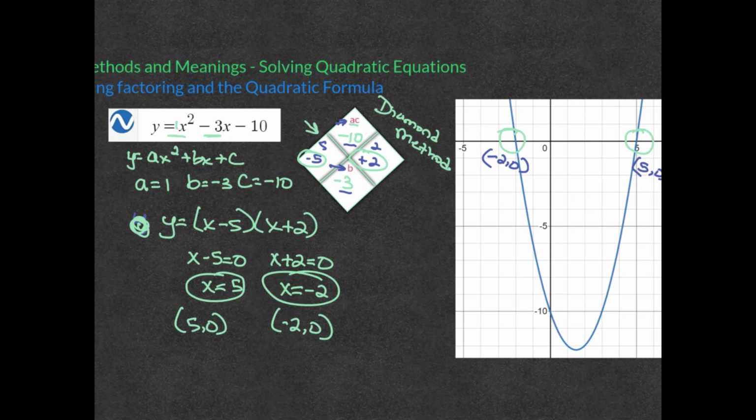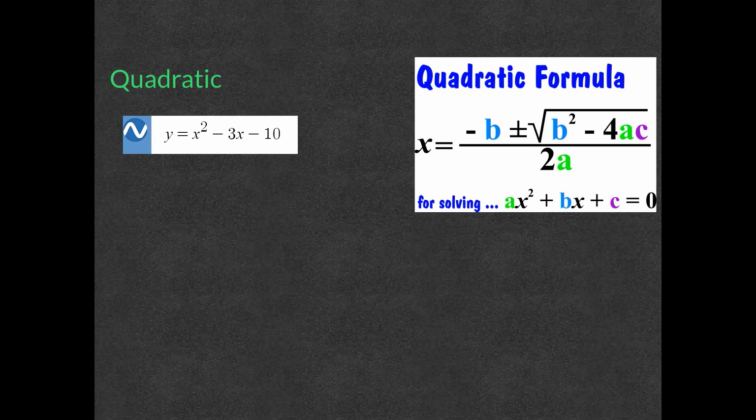On to the quadratic formula, the ruler of all quadratics. Okay, so we're using the same equation that we used on the factoring, so we should still come up with the same answers. But what we're going to do is we're going to talk about it with the quadratic formula. I had already spoken with you on the previous slide that a equals 1, b equals -3, and c equals -10.